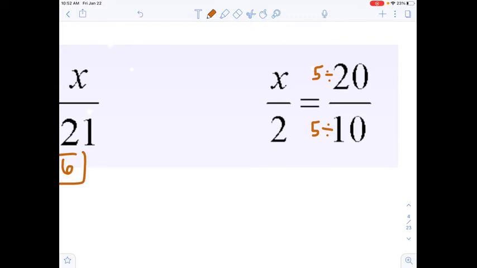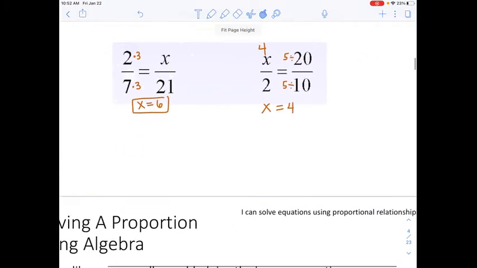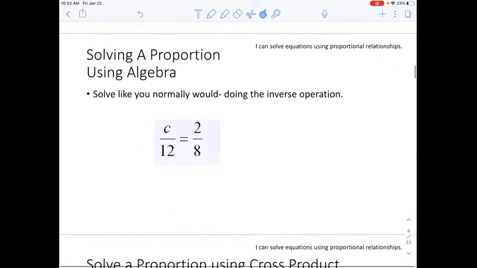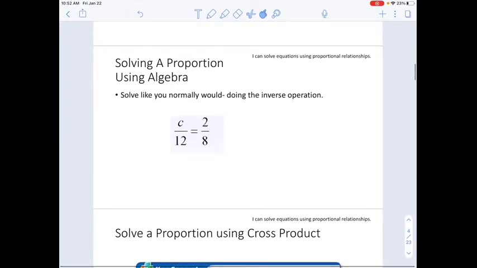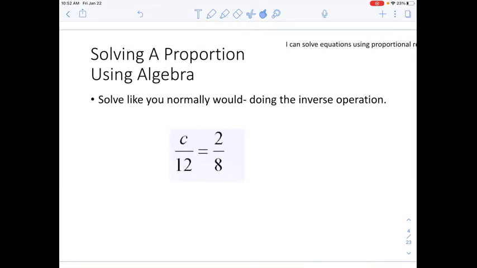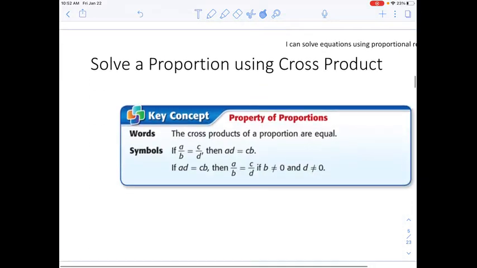20 divided by 5 is 4. So I know that x is equivalent to 4. 4 over 2 is the same as 20 over 10. Okay, so we can also solve a proportion using algebra, doing the inverse, no, we're going to skip that.